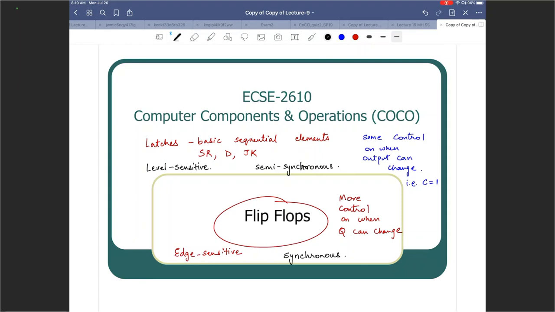The whole idea is latches did not have very precise control on when the outputs can change, hence we designed flip-flops. All we have to do is connect the latches in a master-slave configuration, which means there is a latch here with the input here, and we cascade latch 2, and then there is an output Q here. So you connect latches back-to-back, and you get a flip-flop. More about this, all the details are coming up.